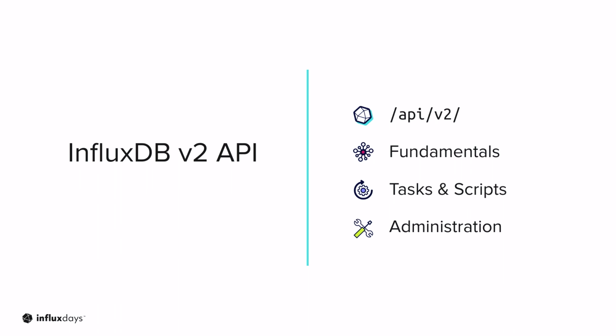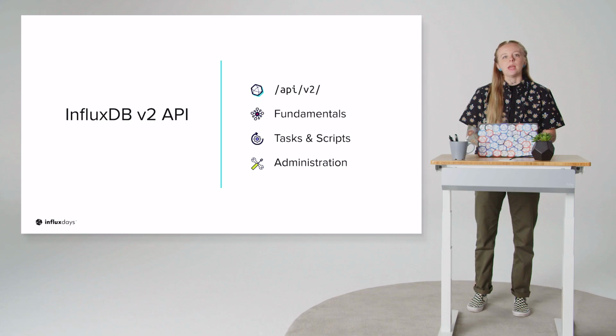The InfluxDB v2 API provides a programmatic interface for interactions with the features and functionality of InfluxDB. The API URL endpoints expose fundamentals like writing, querying, and deleting data, which can be done directly through the API. Here, users can accomplish most of their day-to-day interactions.